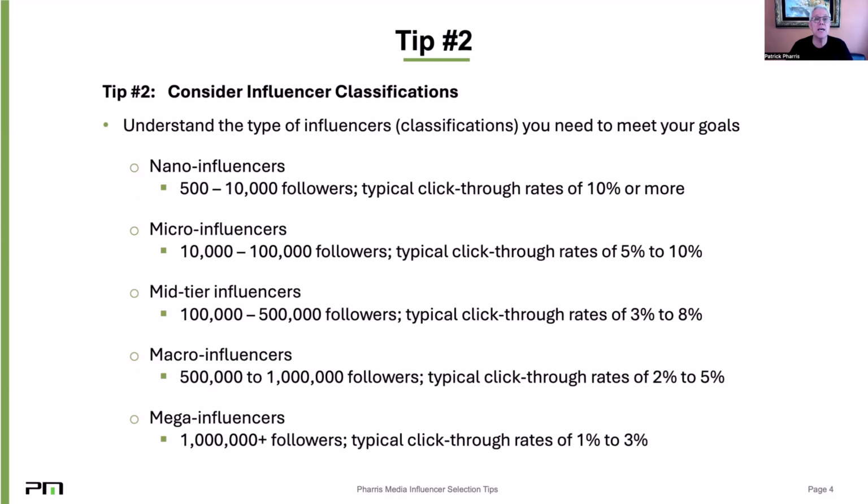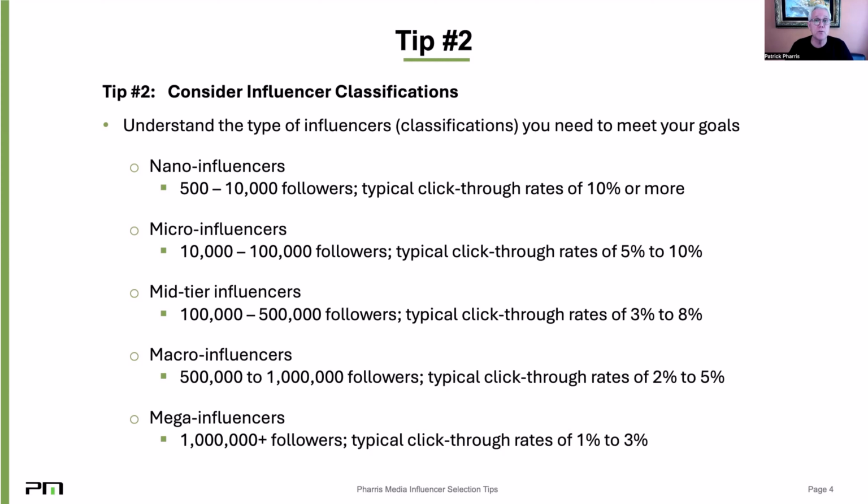Tip number 2, understand the type of influencers you want. Nano influencers, those influencers who have 500 to 10,000 followers, tend to have the highest click-through rates, 10% or more. Micro influencers, 10,000 to 100,000 followers, another great spot to be, with click-through rates of 5% to 10%. With mid-tier influencers, 100,000 followers to 500,000 followers, their typical click-through rates drop just a little bit, 3% to 8%.